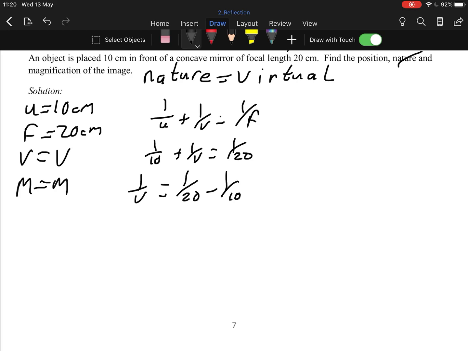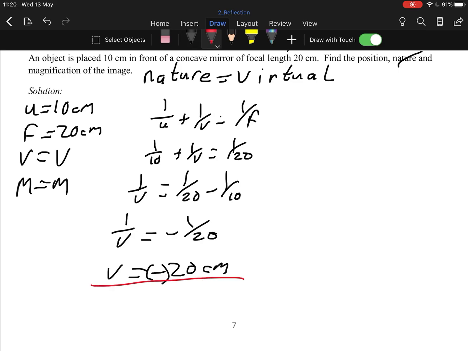Now, a mistake that people make is to invert them and say 20 minus 10 is 10, v equals 10. Okay? That's wrong. It's 1 over 20 minus 1 over 10, and what that will give you is minus 1 over 20. So therefore, v equals minus 20 centimeters. And the minus means it's virtual. You see?